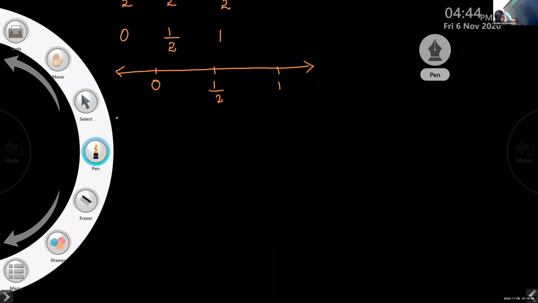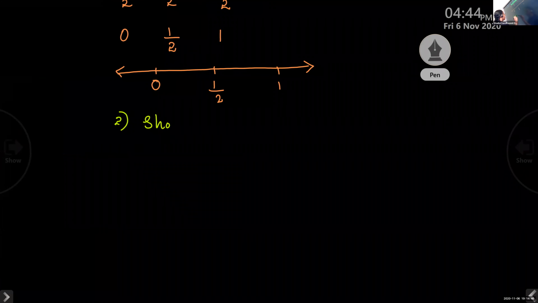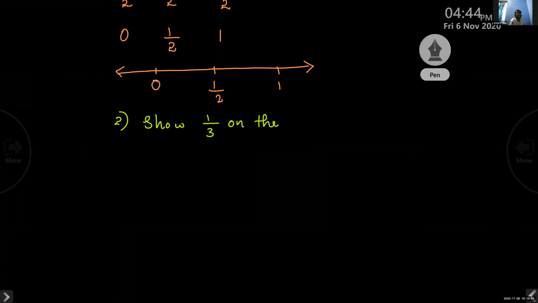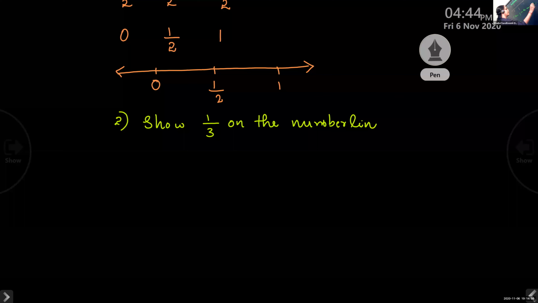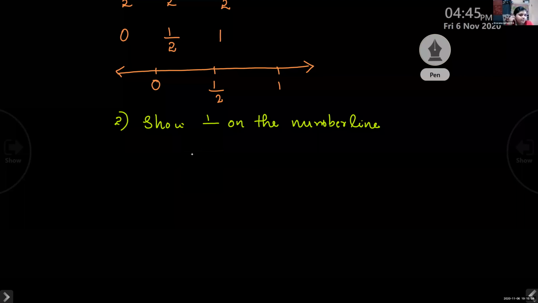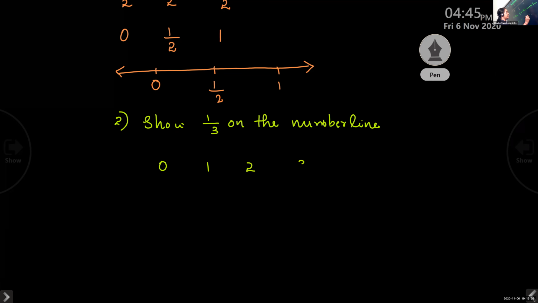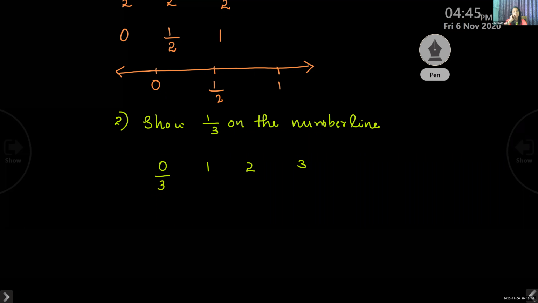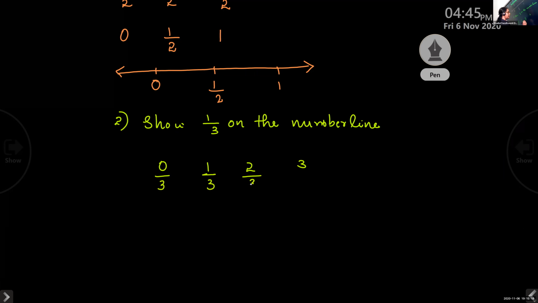The second question is: show 1 by 3 on the number line. How will you write? Ma'am, first we have to write from 0, 1, 2 and 3. Then we have to look: divided by 3, because the denominator is 3. Divided by 3, divided by 3, divided by 3.